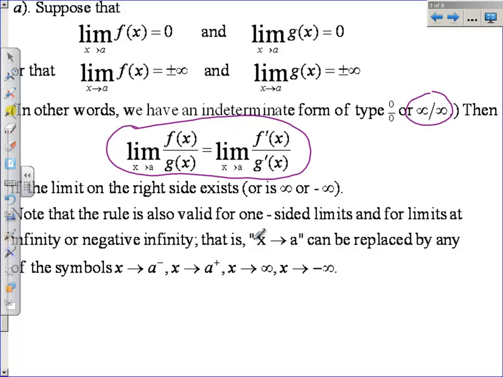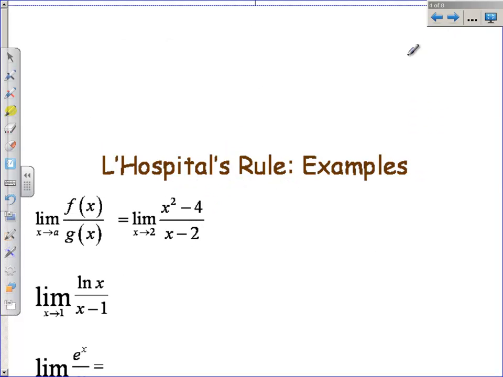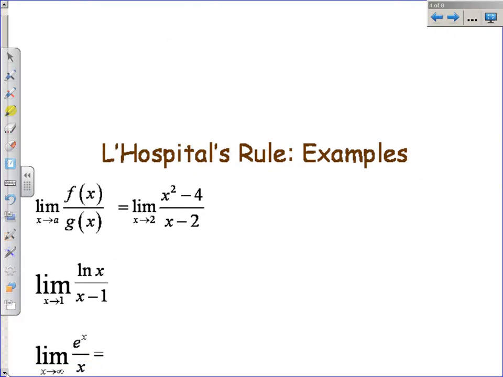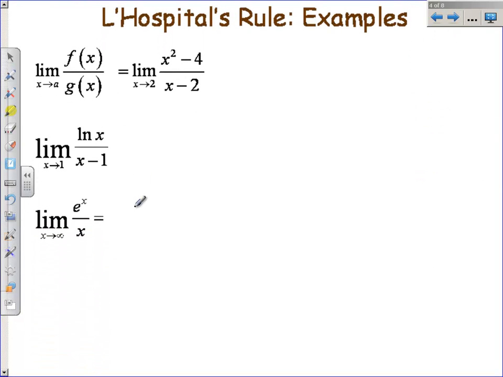So the rest of this is pretty wordy, so we're not going to go over that. Alright, so let's take a look at another example here. I think we've already seen this one. Let's take a look at infinity over infinity.